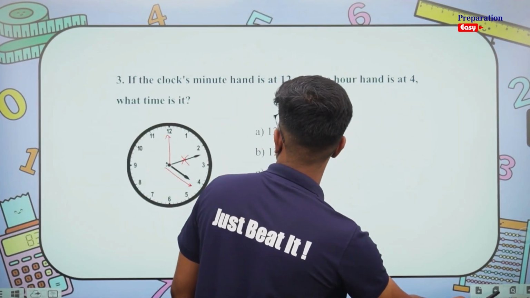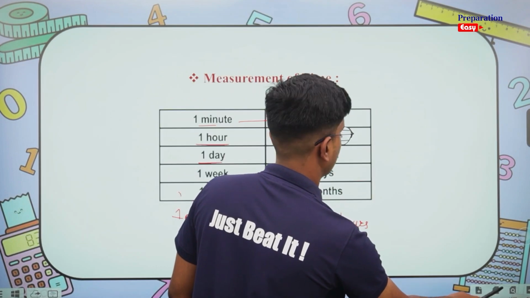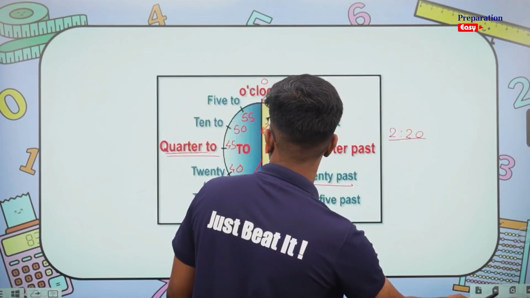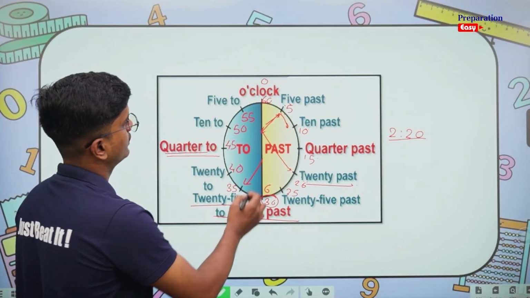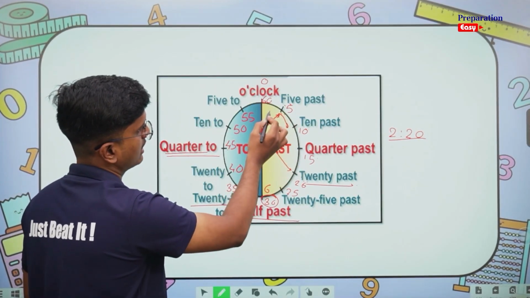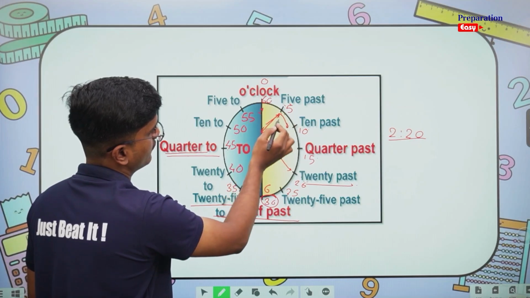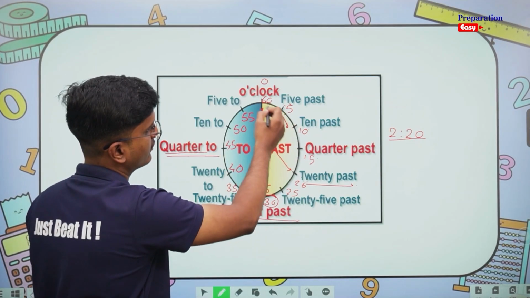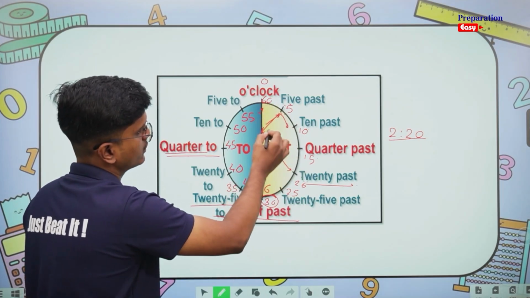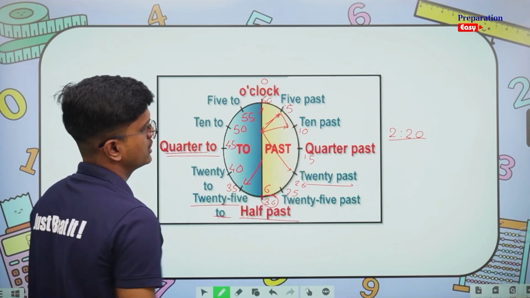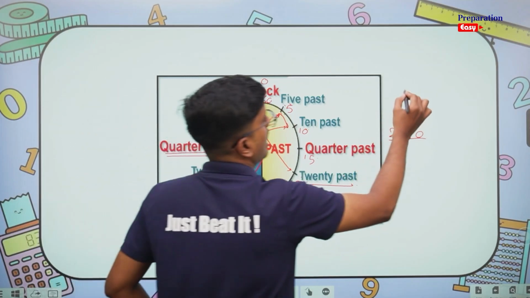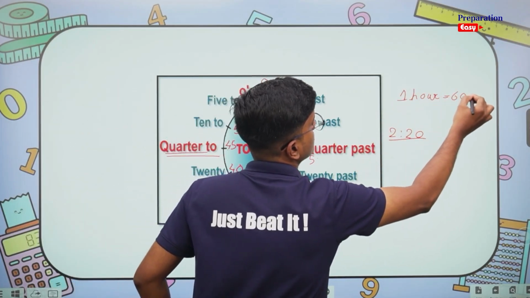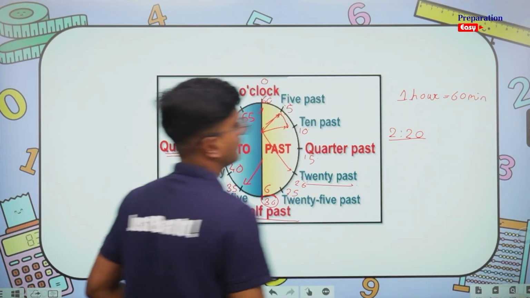Okay, one more thing. Here we know that we have 60 minutes in 1 hour. From 1 to 2 is 1 hour, but the minute hand will travel from 12 till 12 again, so the hour hand will go to 2. Whenever 1 hour is completed, the 60 minutes are completed.